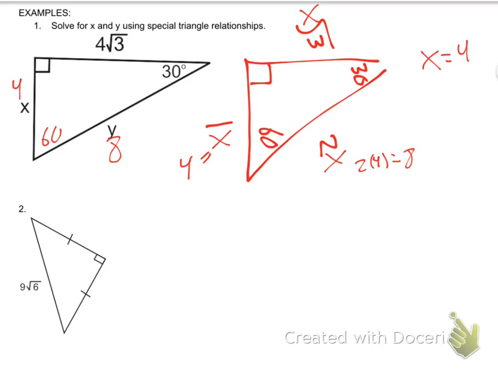Number 2, what kind of triangle is that? It's the 45, 45, 90, but how can I actually say that? Because of the dashes, the tick marks. But that just means they're the same length. What kind of triangle is that? Right triangle. It's a right triangle.